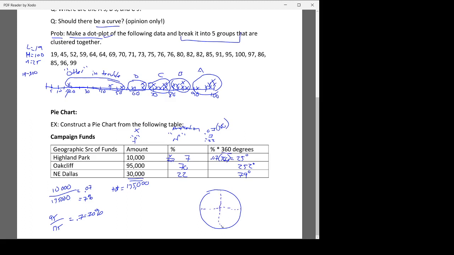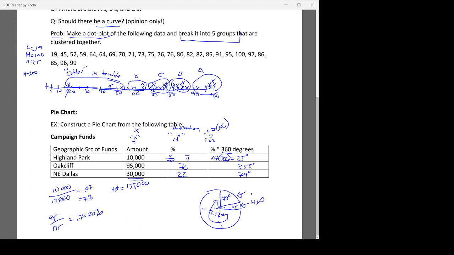So this is, say each one of these is 90 degrees, 90, 90, 90, 90 for quarters of a circle. So 25, that's not very much. That's about like this. And then 79 would be, that would be 90, so 79 degrees, and then 252 degrees. So basically that's our Highland Park.